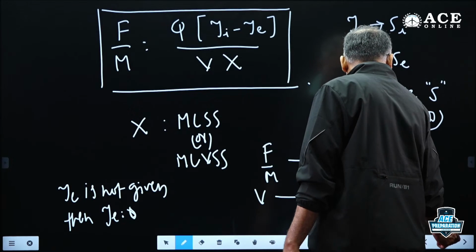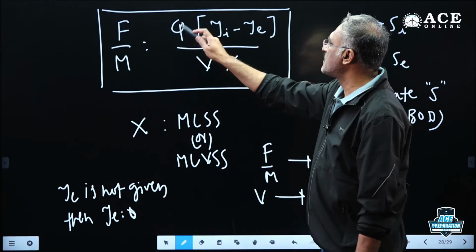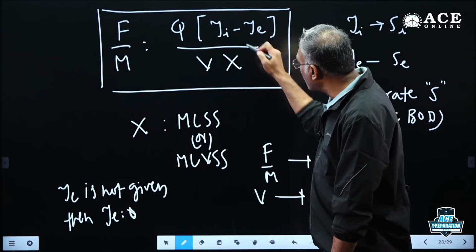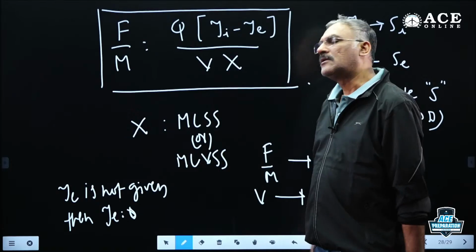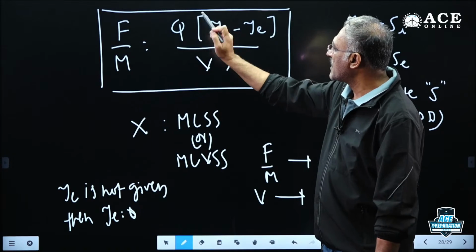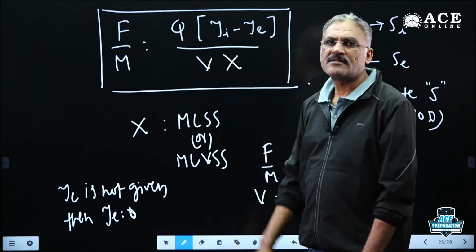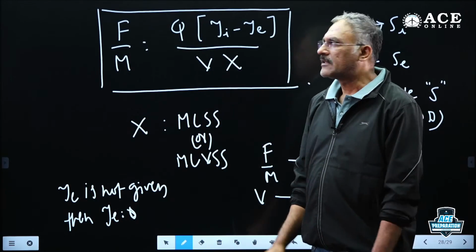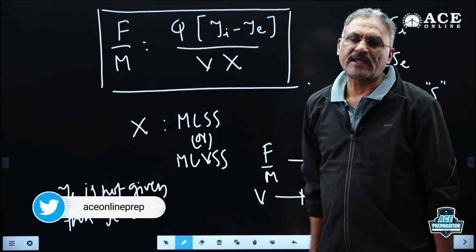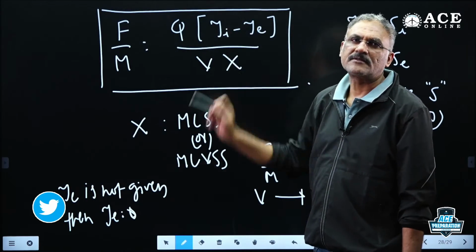But in some books, YE being so small, they neglect it. Then they take F by M equal to Q into YI by V into X. Let them take it anyway, you use the proper formula. Even if in the examination they work out the answer using Q into YI by V into X, and you calculate with little YE, you end up with a slightly lesser value. Then we look for the nearest available answer, and definitely the nearest answer would be the Q into YI by V into X one. We'll tick mark that.